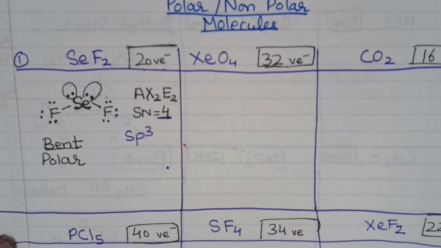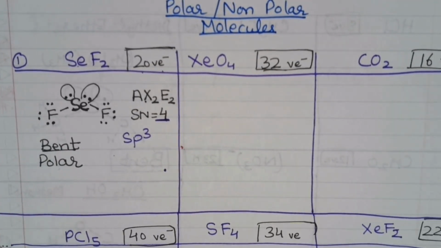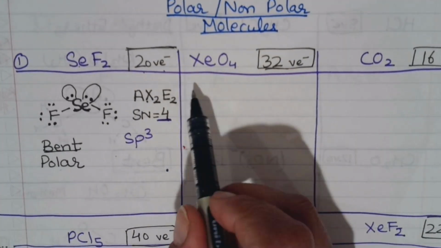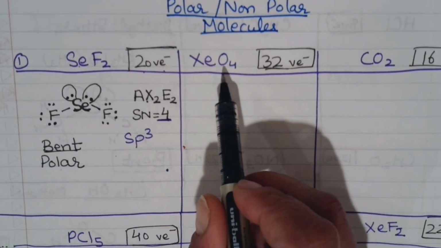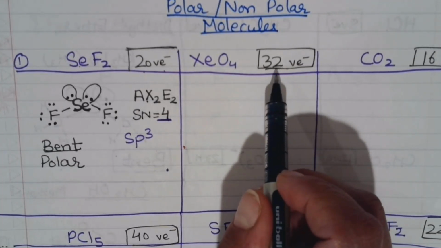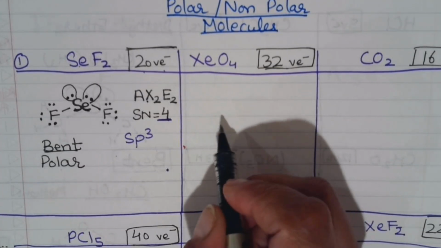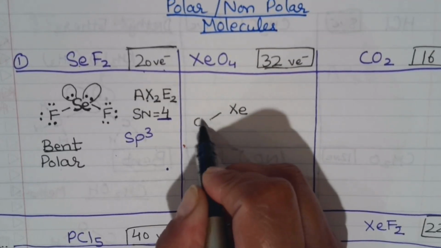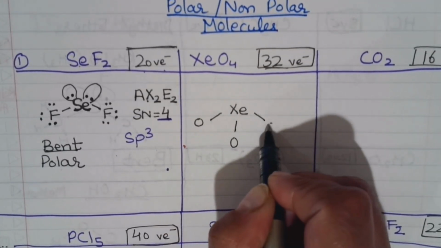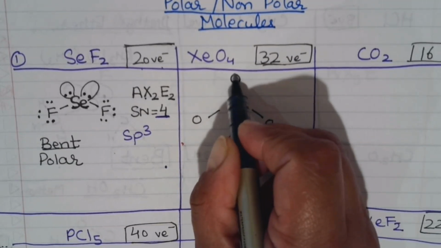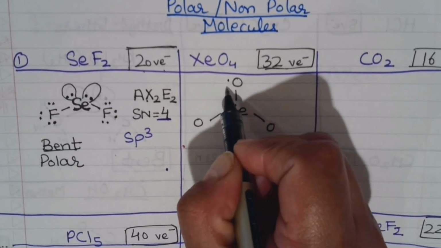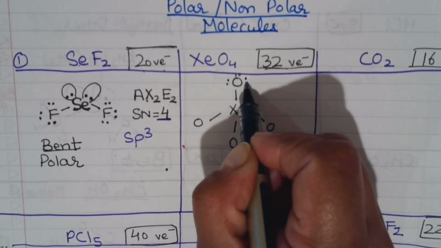Okay. Next we are going to do XeO4. Now XeO4 has 32 valence electrons. You can count. Xenon has 8 and each of the oxygen has 6, right? So total of 32 valence electrons. And if you draw the structure of XeO4, Xe goes in the center. The 4 oxygens go, I already know the shape, so I'm gonna draw them not in the cross form but like that, right? And then you complete the octet of each oxygen, right?